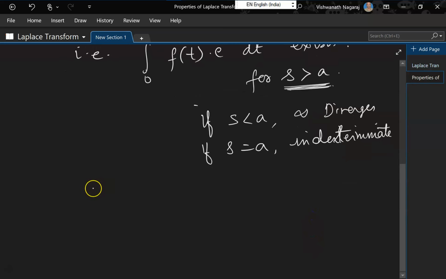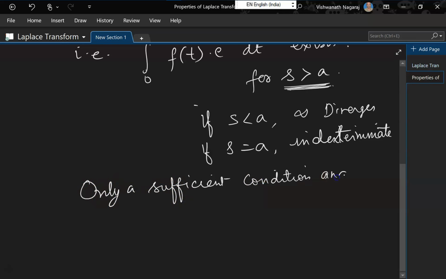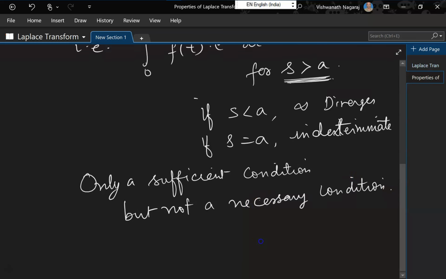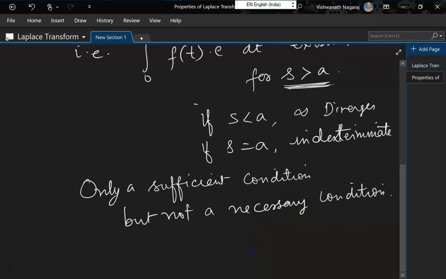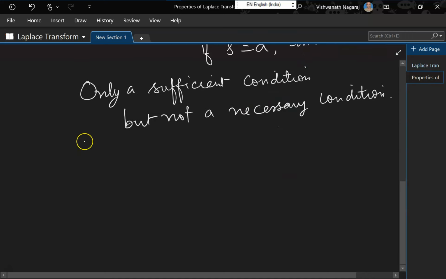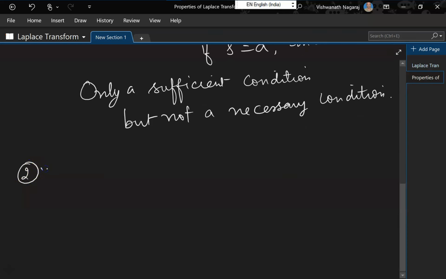And importantly, this is only a sufficient condition, but not a necessary condition, because there might be some exceptions. Okay, so that is one. By the way, in the next session, we will actually look at this with an example, right? So as of now, take it as it is. Now let's look at the second property.